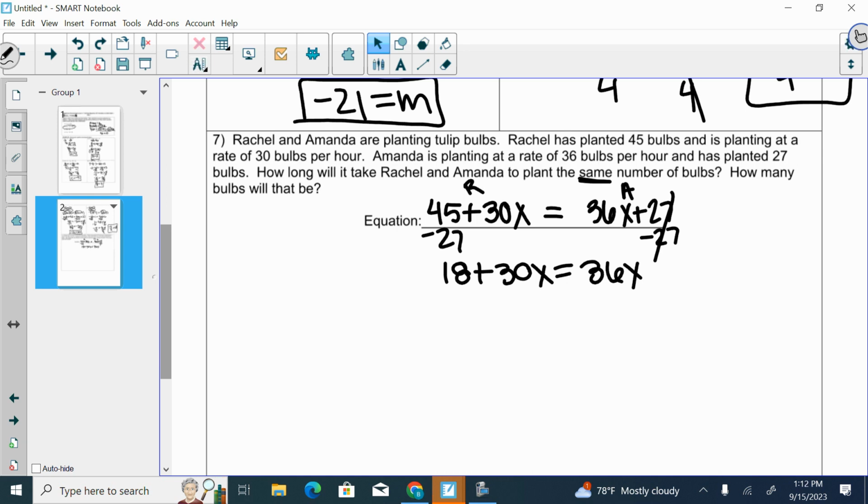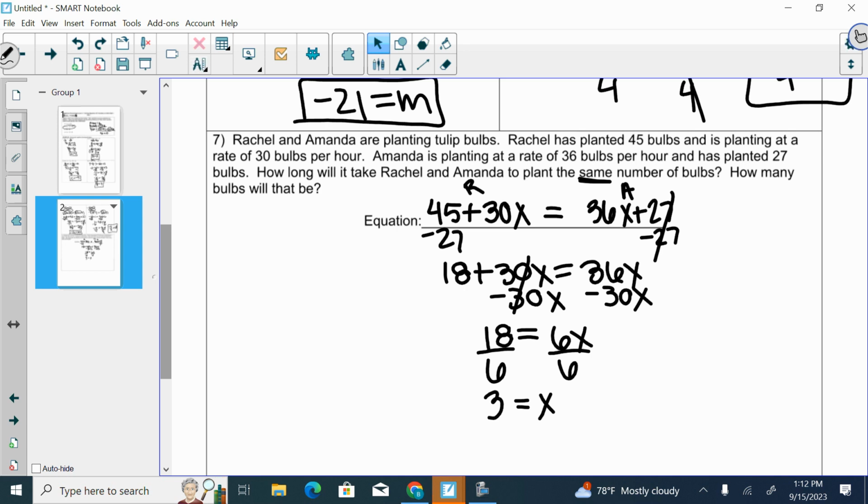We need all the x's to be on the same side. Alright, and what is 36x minus 30x? 6x. Good. So 18 equals 6x, 18 divided by 6. 3. Good. Alright, so they will have to plant for how many hours? 3 hours. 3 hours for them to have the same amount.